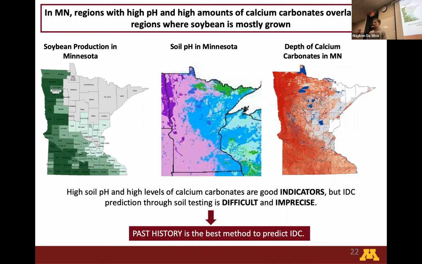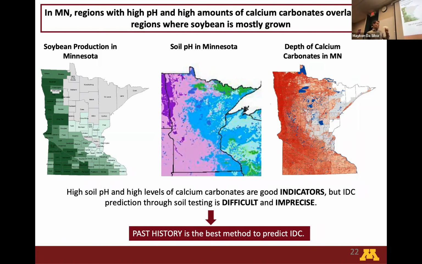But let's take a closer look at Minnesota. In Minnesota, IDC is a major yield limiting factor in the regions of South Central, Southwest, West Central, and Northwest Minnesota. But why? As we can see in these two other figures here, the regions where we have high soil pH, represented by these pink and purple colors here, and the regions where we have large amounts of calcium carbonates at shallow depths, represented by this dark red color here, overlap with the regions where soybean is mostly grown in the state. So again, IDC is a major issue for soybean growers in Minnesota.